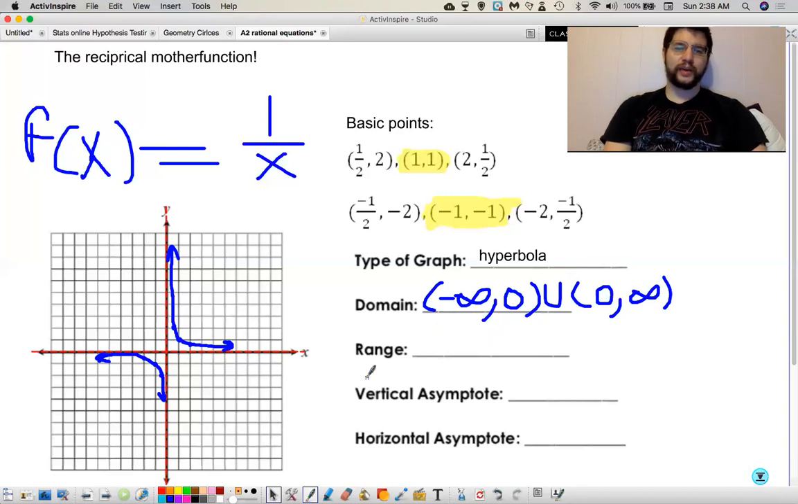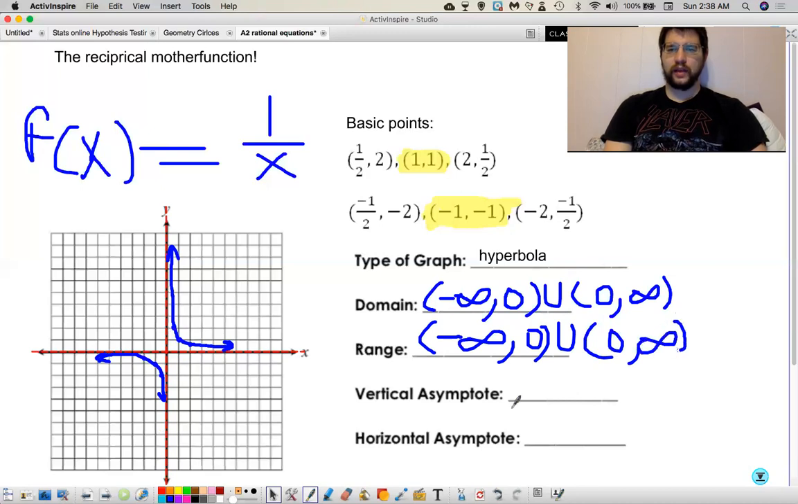And for this particular problem, the range is also the exact same thing. It goes down forever and up forever, except we can't have this 0 here. So negative infinity to 0, union 0 to infinity. Now the equations of our asymptotes are what we're looking for, not just a number, but the actual equation. We have a vertical asymptote at x equals 0. We have a horizontal asymptote at y equals 0. That's the sort of thing I'm looking for.